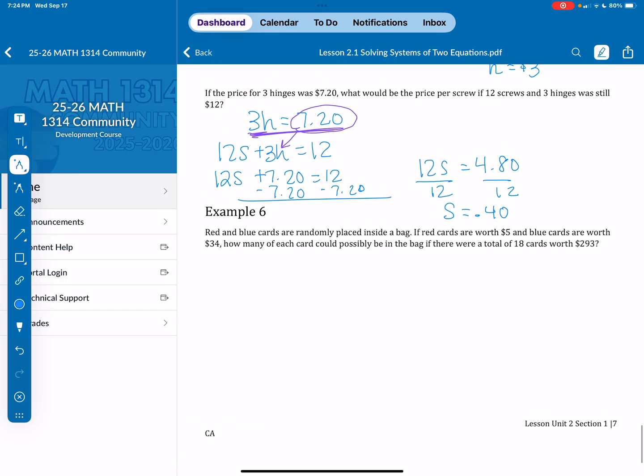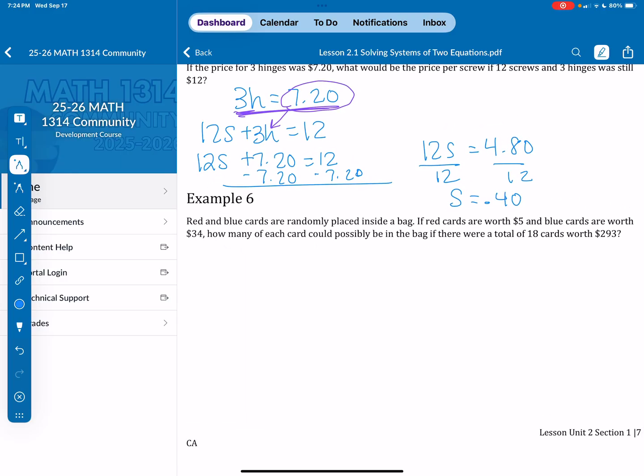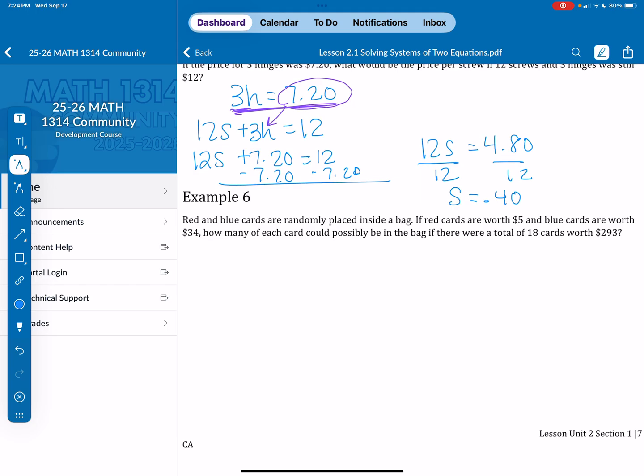Okay, I'm just going to set up example 6, and I'll let you solve it, and then I'll have the answer on here too, so you know what it is. One thing to know when you're writing these equations, sometimes kids don't know what goes with what. Well, on this one, we have some red and blue cards that are randomly in a bag. The red cards are worth $5. Blue cards are worth $34. It wants to know how many of each card there could be if there were 18 cards that are worth $293.